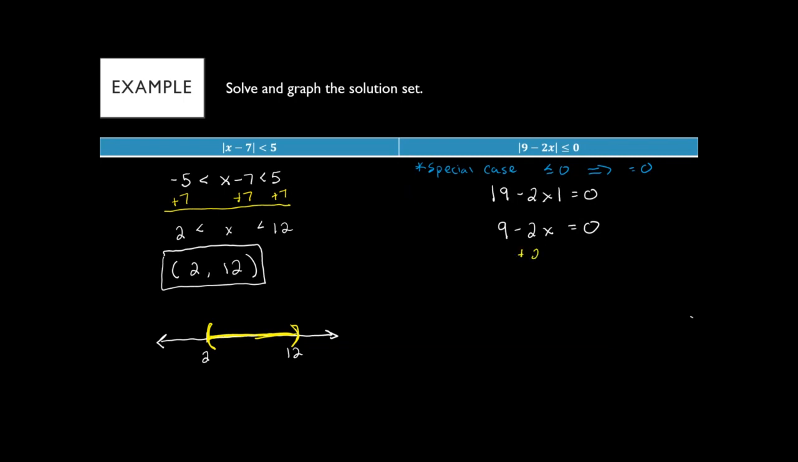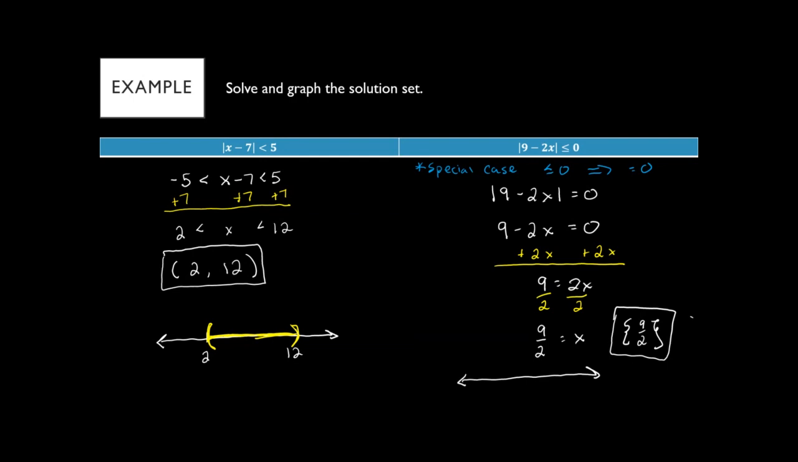So when we solve this, we are adding 2x to both sides. I could subtract 9 from both sides, but this just avoids negatives when I do it this way. So I have 9 equals 2x. And then I divide by 2. And we get 9 halves equals x. So in this case, our solution is not an interval notation because it's a single number. And so we put it in curly braces to indicate that we just have one number for our solution.